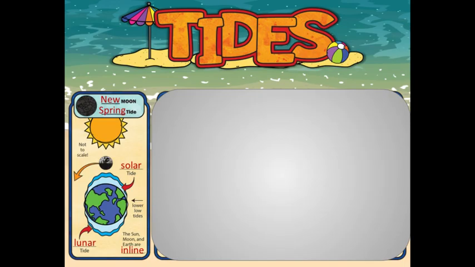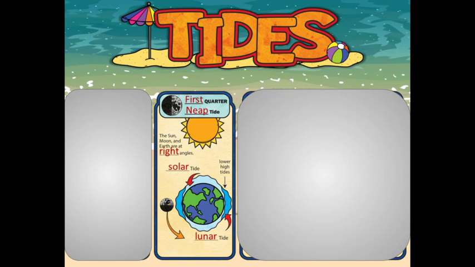So during a new moon, we will notice a spring tide. Okay, so we'll have a solar tide, it's pulling. The lunar tide, it's also pulling on the Earth. And the sun, the moon, and the Earth are in line with each other. During a first quarter moon, we'll experience a neap tide. The sun, moon, and Earth are at right angles. So notice where the solar tide is pulling and where the lunar tide is pulling. So you're having lower high tides.